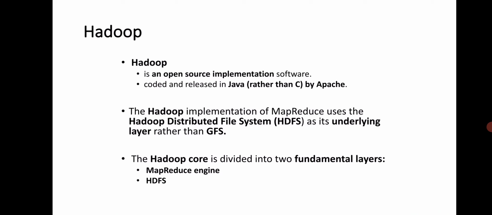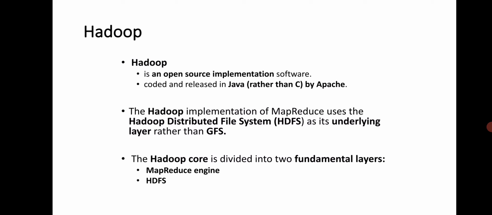In this video, we are going to see about Hadoop and MapReduce. Hadoop is an open source implementation software coded and released in Java by Apache. The Hadoop implementation of MapReduce uses the Hadoop Distributed File System, HDFS, as its underlying layer rather than Google File System.